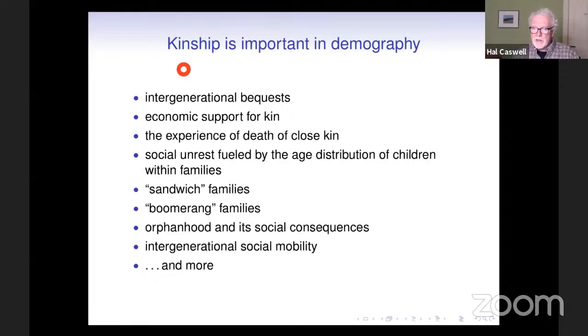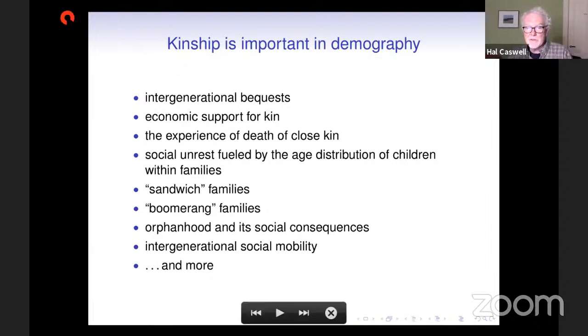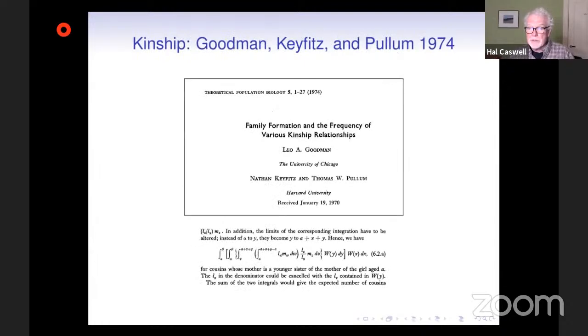Kinship is important. I think that maybe this is a venue where I don't have to argue this claim very much. Kinship is an important aspect of demography because it's fundamental to relations between generations, mobility, and experiences of death, orphanhood, all kinds of interesting things. And I'll assume that everybody agrees with me that it's important.